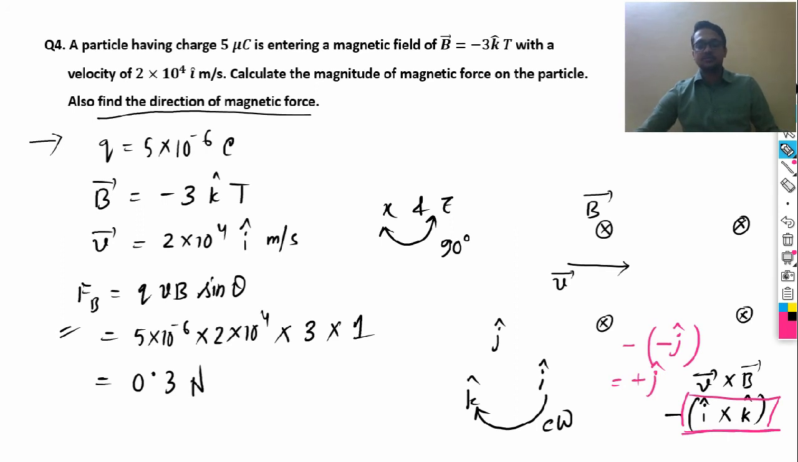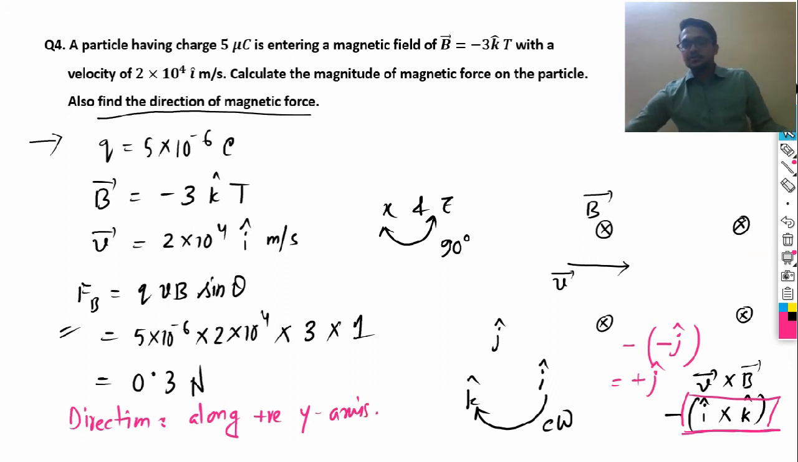This part you don't have to show. You find it on the rough page, and directly write the answer, or you can show it, no problem. So 0.3 Newton plus j cap. j cap means along the y axis, plus means positive y axis. So here write the direction: along positive y axis.